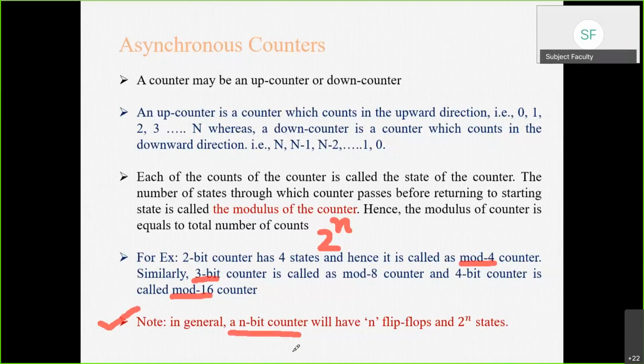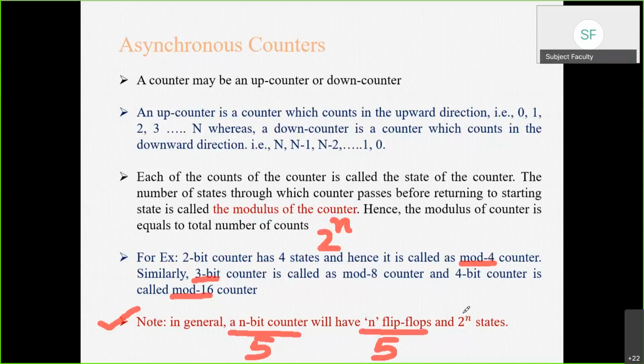Okay, so when your counter is, let's say, n-bit or 5-bit, for the sake of example, we are considering n equals 5. Then always remember that in that counter, how many flip-flops will be used? N flip-flops. That means for a 5-bit counter, how many flip-flops will we be using? T flip-flops. How many T flip-flops? 5.